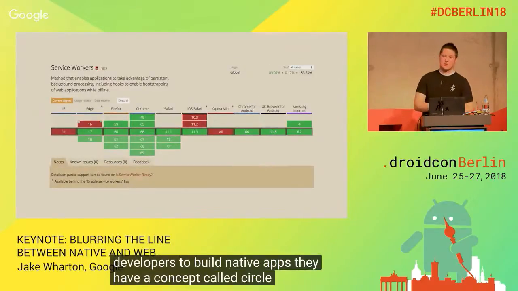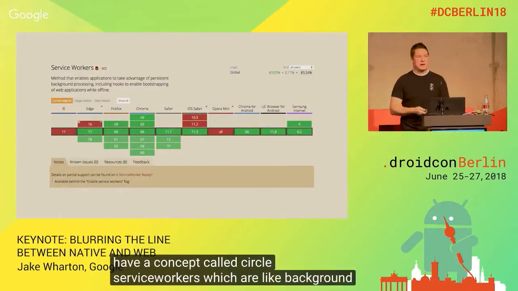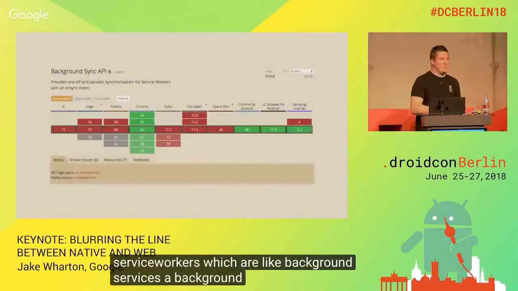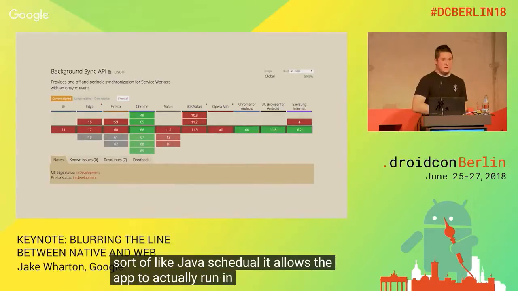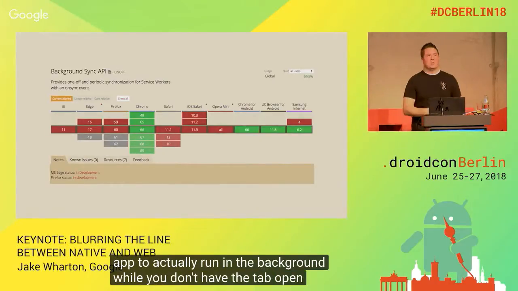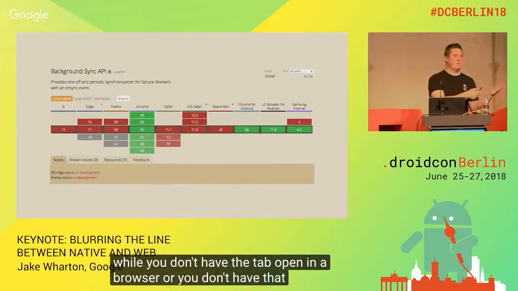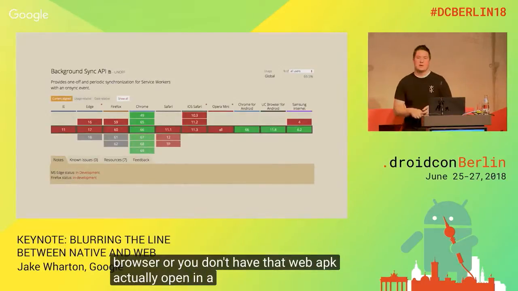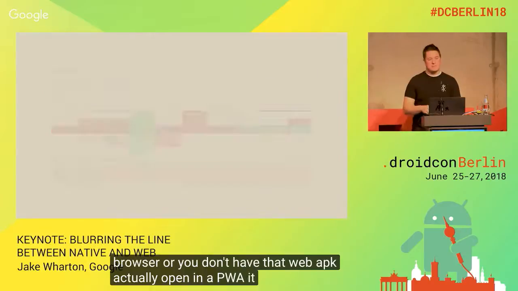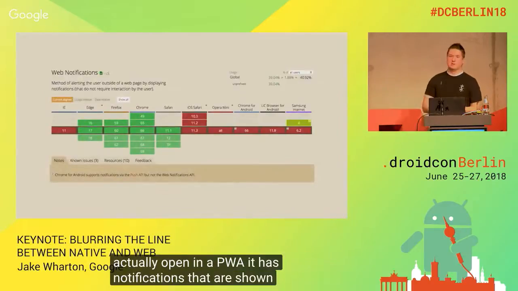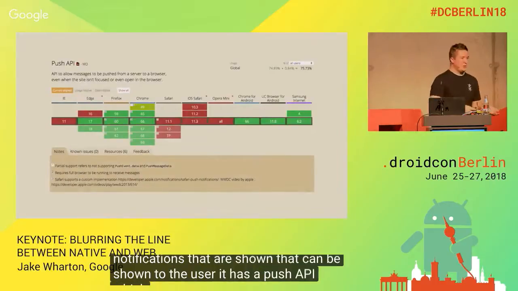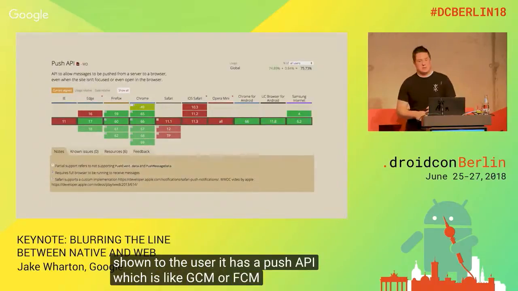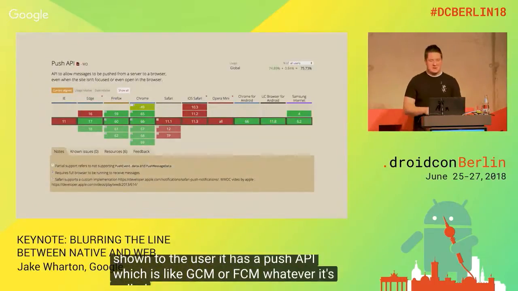They have a concept called service workers, which are like background services. A background sync API, which is sort of like job scheduler. It allows the app to actually run in the background while you don't have the tab open in a browser, or you don't have that web APK actually open as a PWA. It has notifications that can be shown to the user. It has a push API, which is like GCM or FCM, whatever it's called this month.